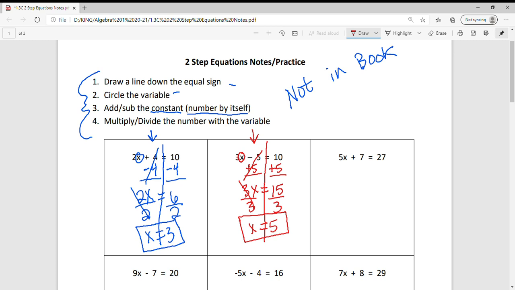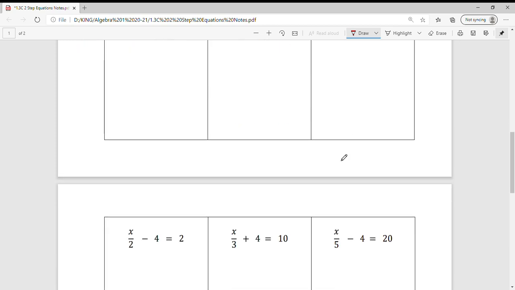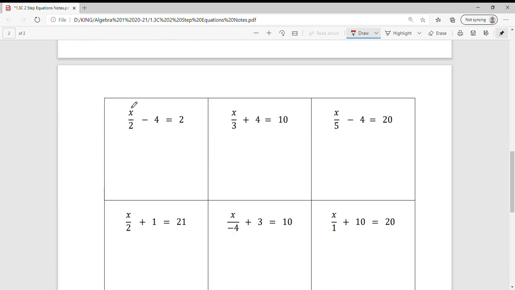Just as a reminder, if I'm going too fast, the whole point of it being recorded is that you can pause it, rewind it, watch it again. Okay, so there's 2 problems on the front. So I'm going to now go to the back, and I'm going to go through 2 problems on the back.